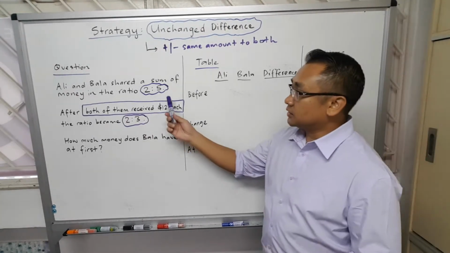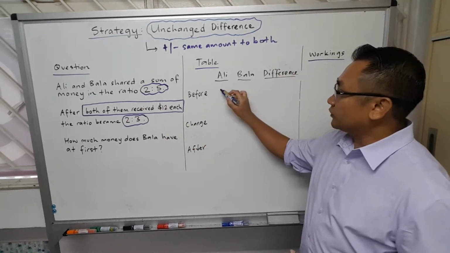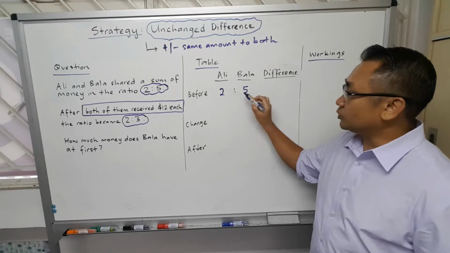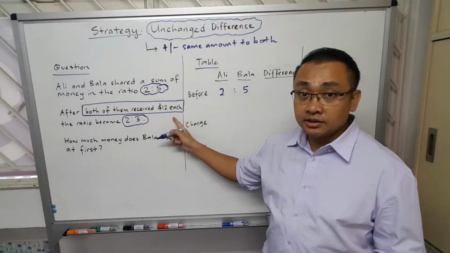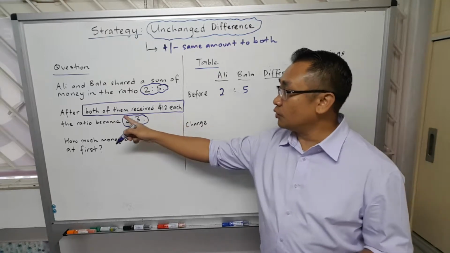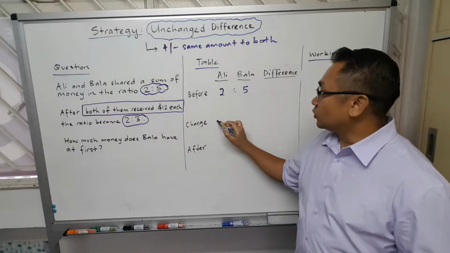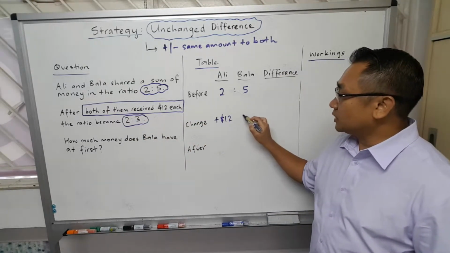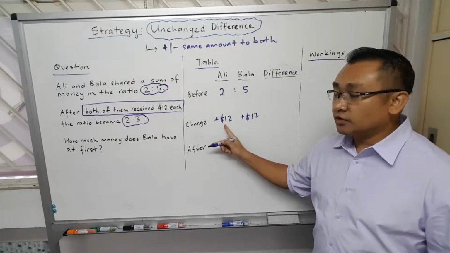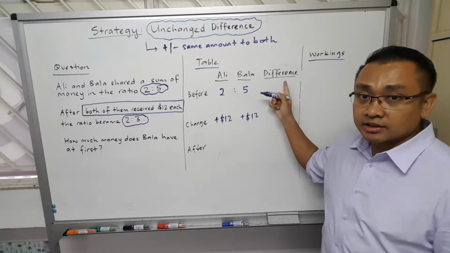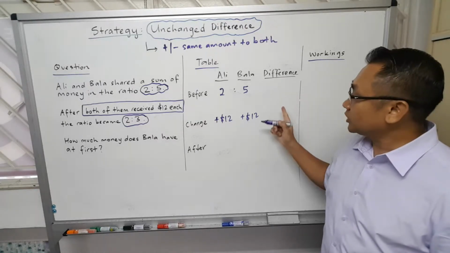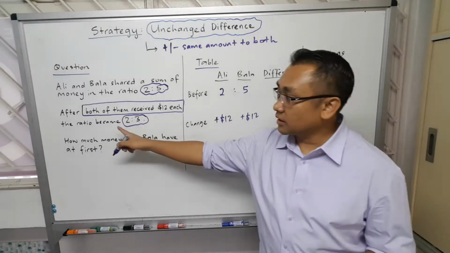Now let's look at this question for an example. Ali and Bala shared a sum of money in the ratio 2:5. So the before ratio is 2:5. After both of them received $12 each, that is the clue. Both received $12 each, so Ali plus $12, Bala also plus $12. If they add the same amount, that means we have to use the unchanged difference strategy for this question. So what is the after ratio?